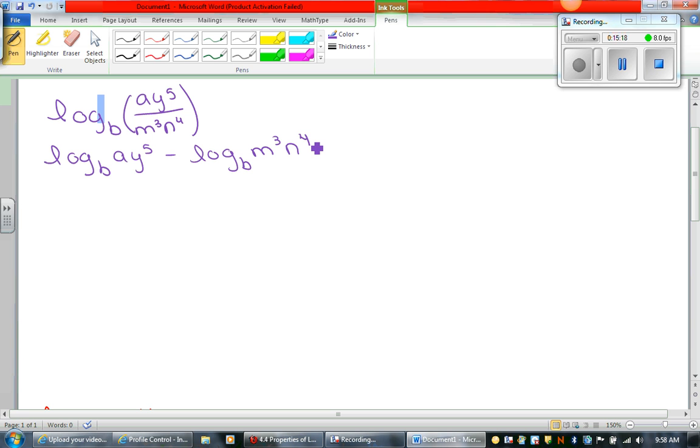Now let's deal with these products. We know that we expand multiplication using addition. So since I have 4 variables, I'm hoping to have 4 logs when all is said and done. Log base b of a plus log base b of y to the 5th minus log base b, I'm going to put that in parentheses because that was all in the numerator, log base b of m cubed minus log base b of n to the 4th.